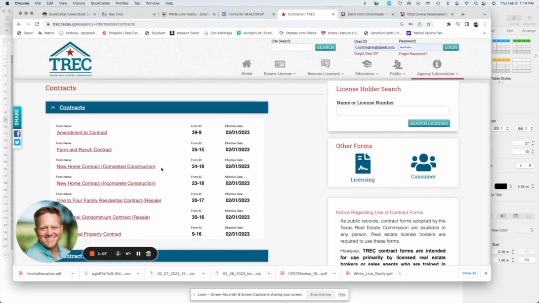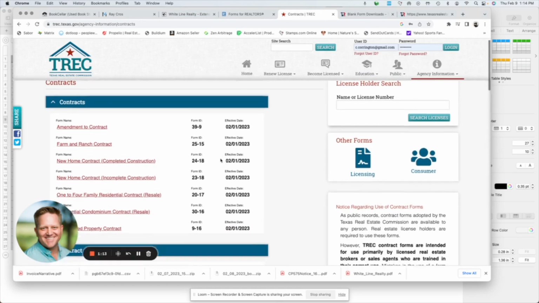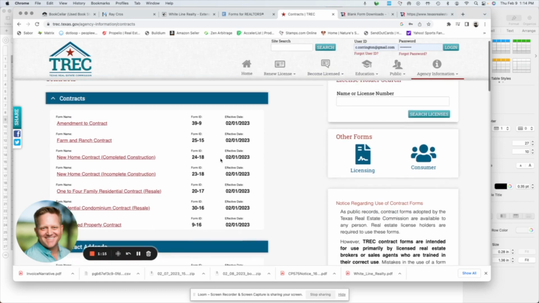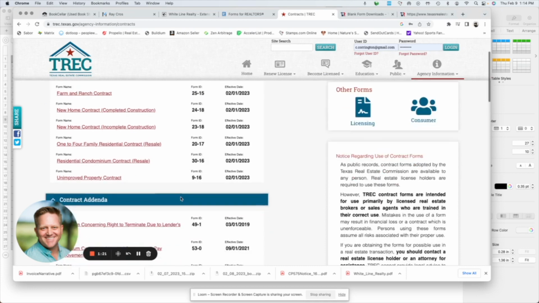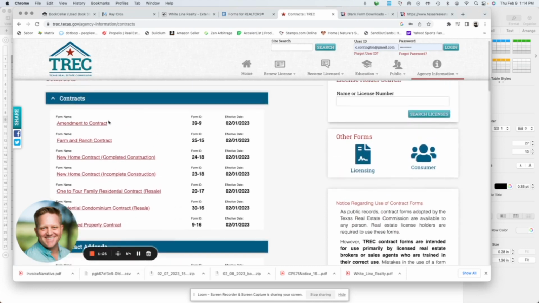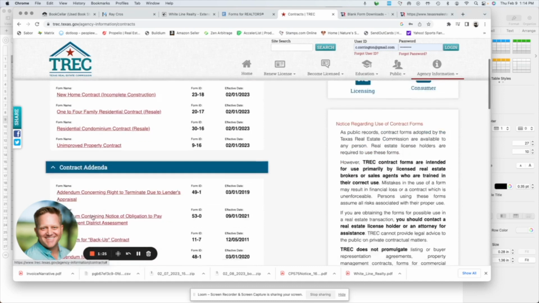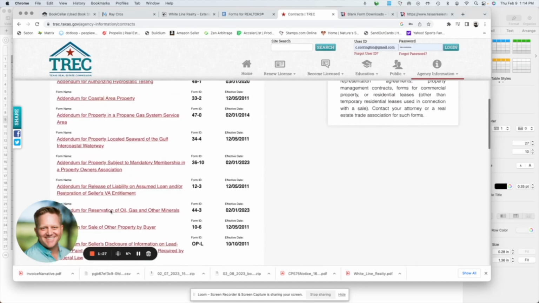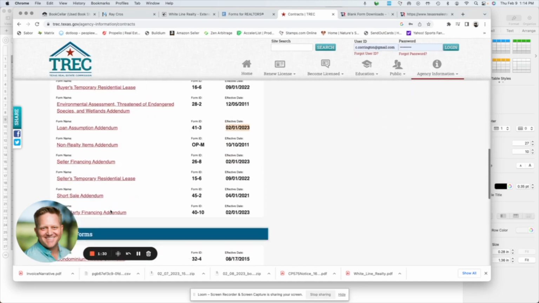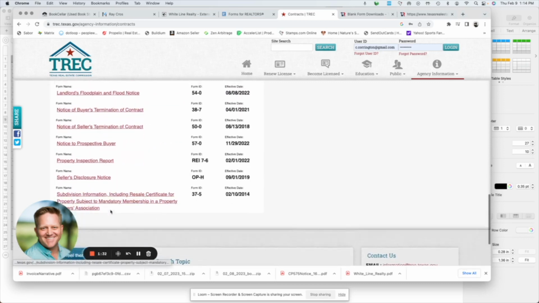Now, these are the TREC promulgated forms. If you notice, I have not logged in to get these forms because they are promulgated to the public as well. So anybody can use these forms. You don't have to be licensed to use them, but if you are licensed, you have to use them. So this is number one. Here's the contract and everything you need with the contract. Here are some contract addenda that you would need to put onto them, and then here are some other forms.